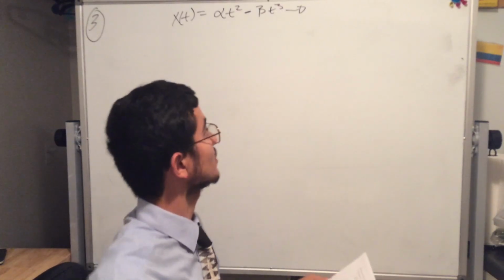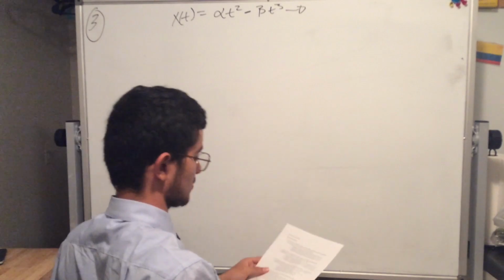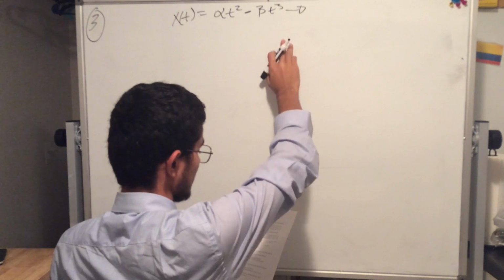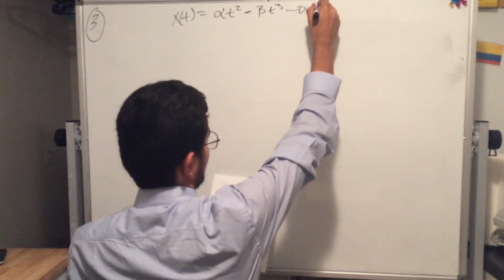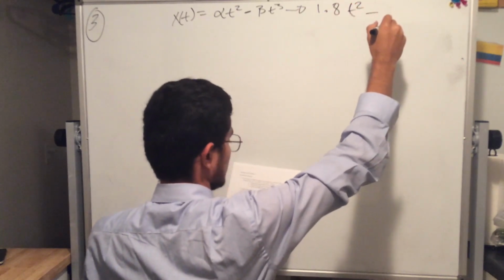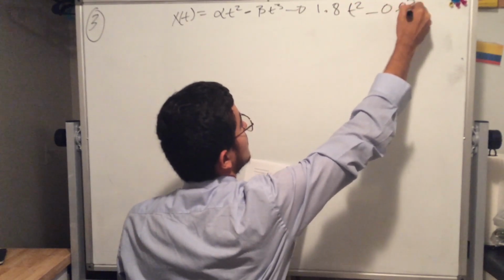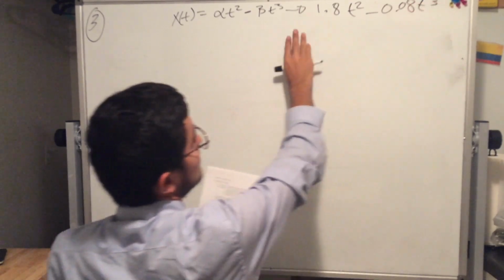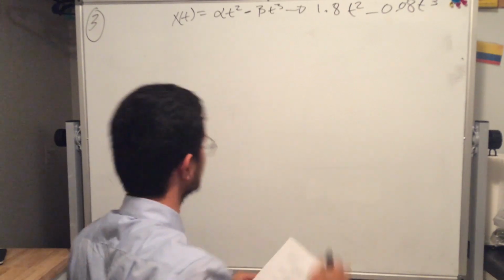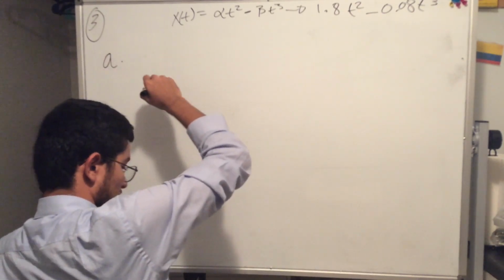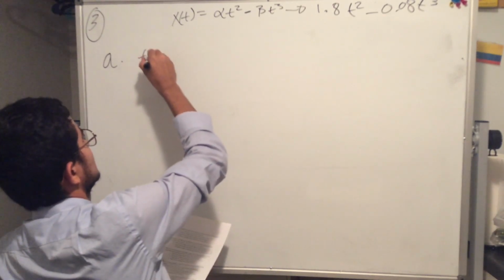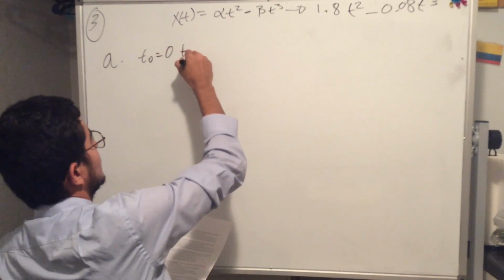For question 3, we're given the position function, and we can already plug in the values of alpha and beta. So let's put 1.8 for alpha, giving 1.8 t squared, and 0.08 for beta, giving 0.08 t cubed. That's the position function given to us. Now for part A, we look at the time interval from 0 to 5 seconds, so t0 is 0 and t final is 5.